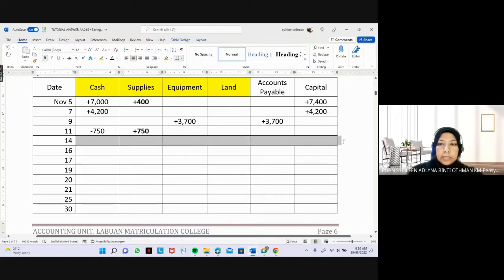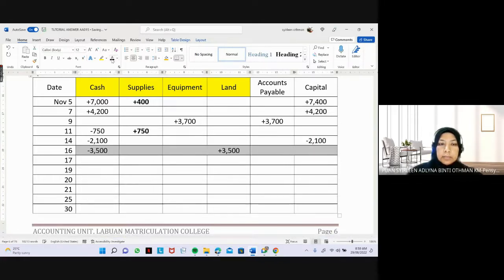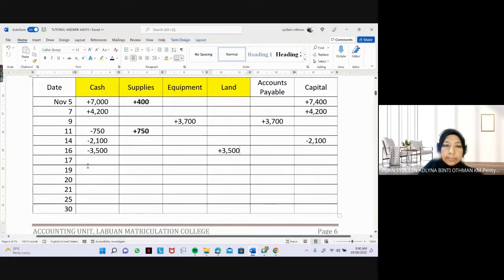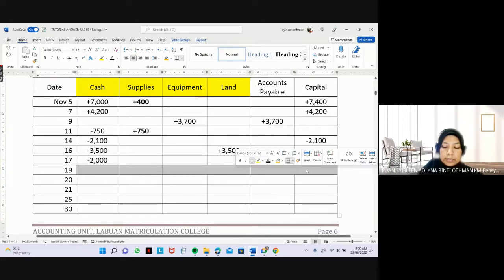And then number 14, paid salaries. So kita bayar gaji, kita minus cash, and that is actually your expenses. So kita minus the capital as well. Okay, paid 3,500 untuk asset. Sebab beli land. So cash akan keluar and tanah akan tambah 3,500, sorry. Murah betul tanah ni. Okay, 17, paid 2,000 ringgit on accounts from November 9th transaction. So November 9 transaction is this one. And then on the 20th, paid RM 300 supplies and 700 for equipments.